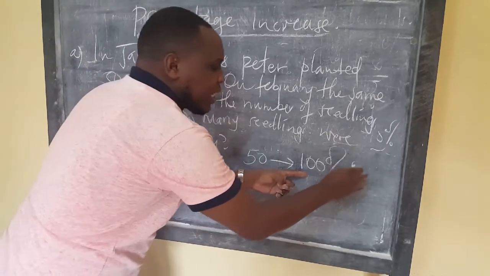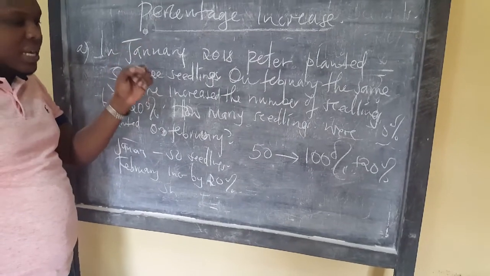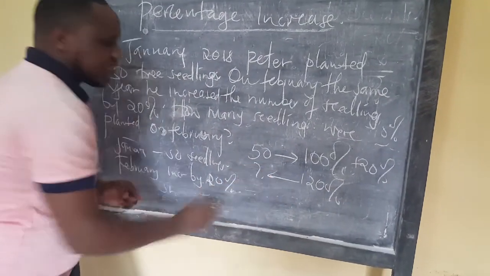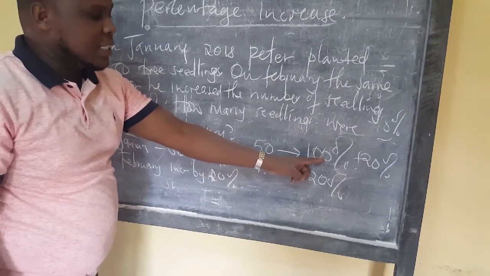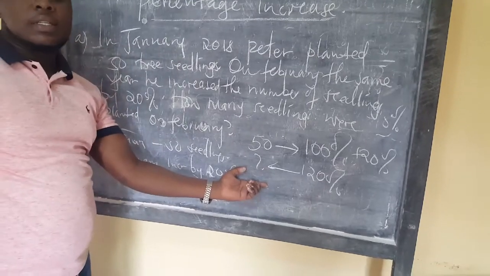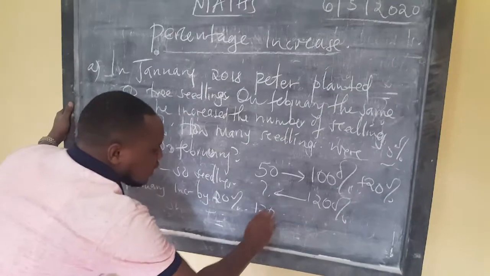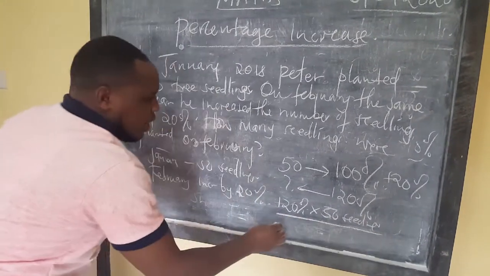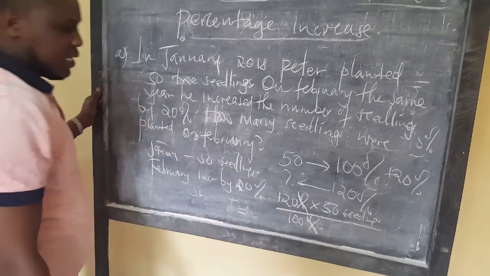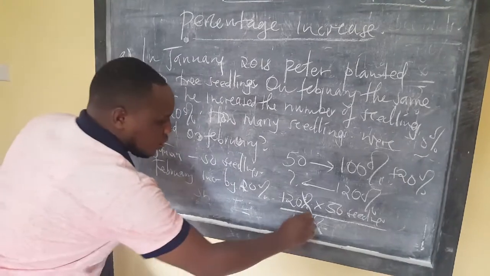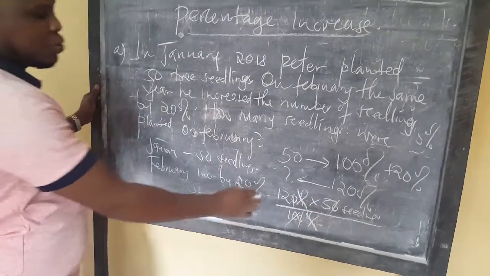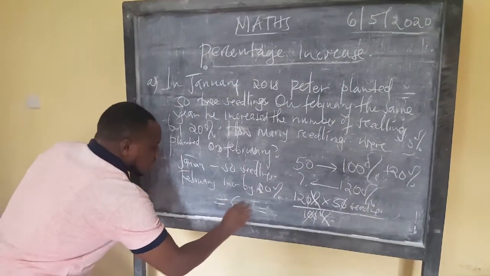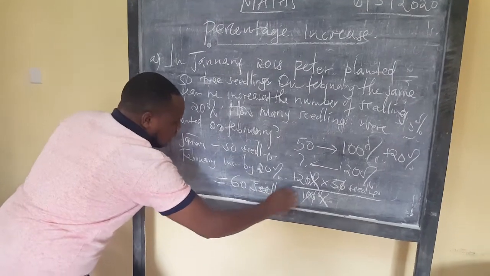So in our percentage here, we increase this by 20%, meaning that the new number of seedlings will be 100 plus 20, which is 120%. We ask ourselves, if 50 seedlings is equivalent to 100%, what about 120%, how many seedlings is that? Very simple. We get 120% times 50 seedlings over 100%. Percent will cancel percent, and the only unit remaining is seedlings. You remain with 12 times 5, which is simply 60. So the new number of seedlings will be equal to 60 seedlings, and you get your answer there clear.